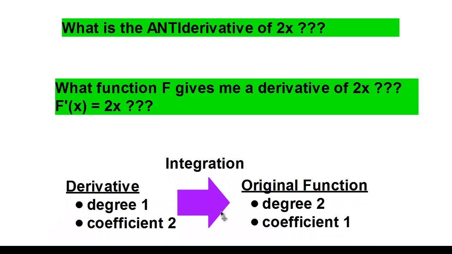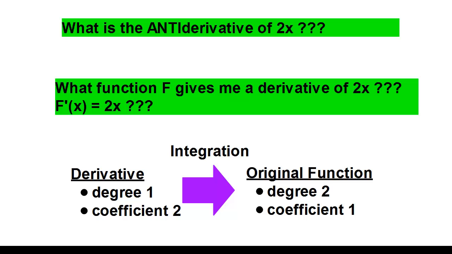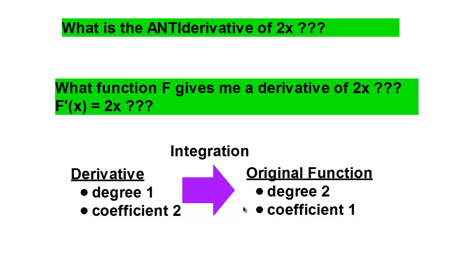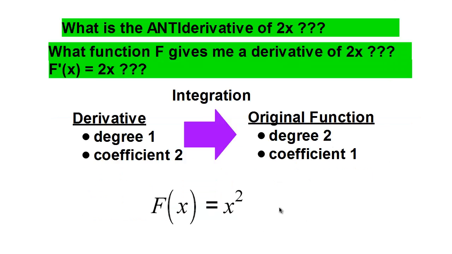Well, remember, integration is the reverse of differentiation. It is the antiderivative. So if our derivative has a degree of 1 and a coefficient of 2, and we go backwards from that to create the original function, well, we're going to build it up. So the new function is going to have a degree of 2 and a coefficient of 1. And you're going to say, ta-da! F of x has to be x squared, because if I took the derivative of x squared, I get 2x using the power rule. And you'd be right.